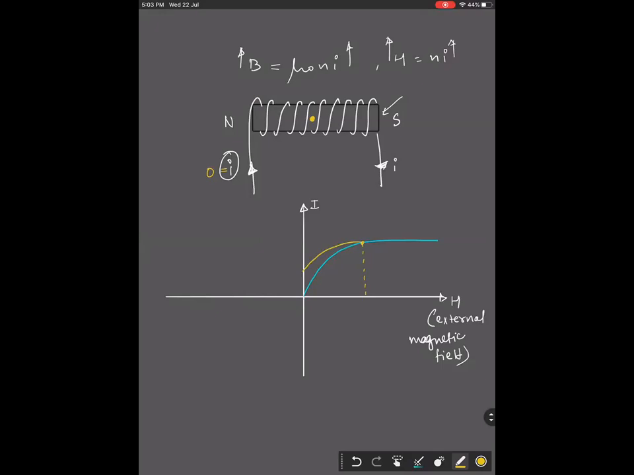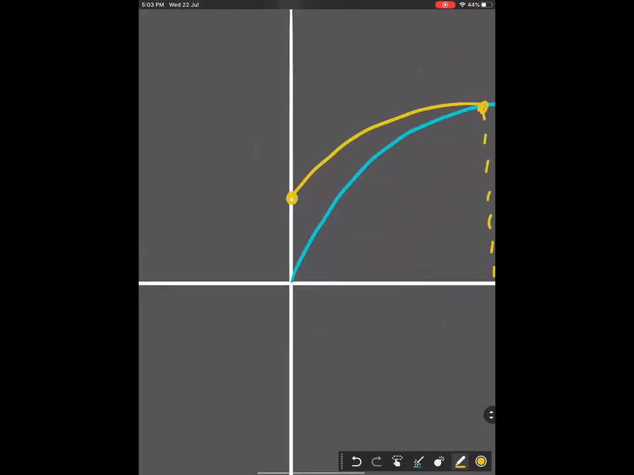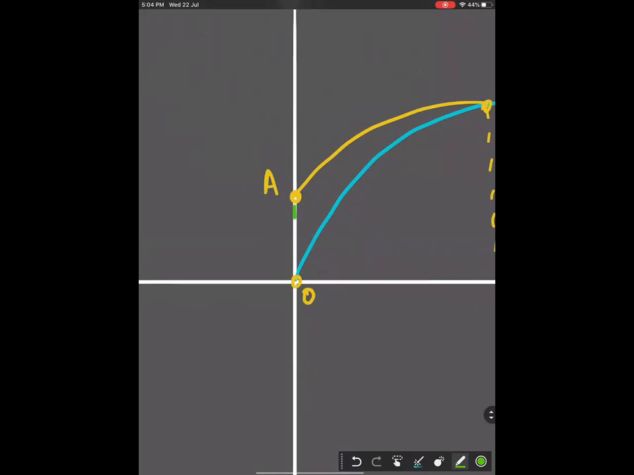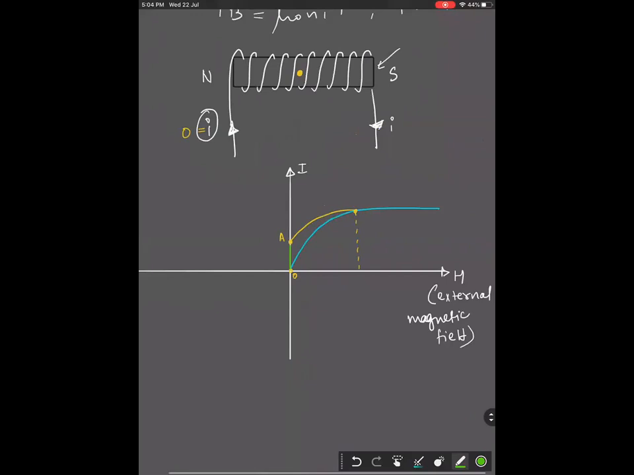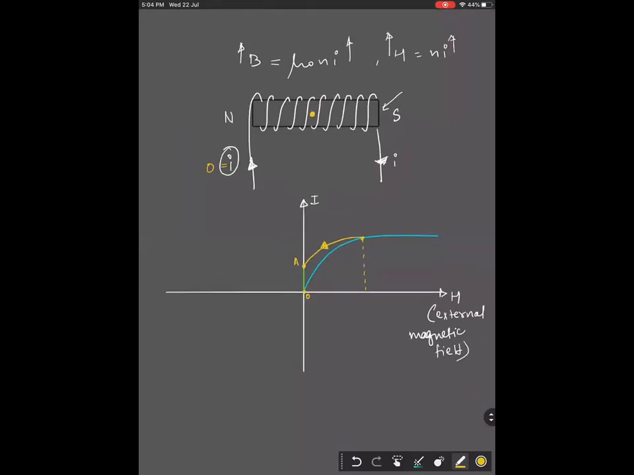Do you understand that? So what is this? This is called retentivity. Suppose this is OA. So what is this OA? Retentivity. Even if you stopped the external magnetic field, our substance has some magnetic property. Retentivity, because it became a magnet. It has its own magnetic field.